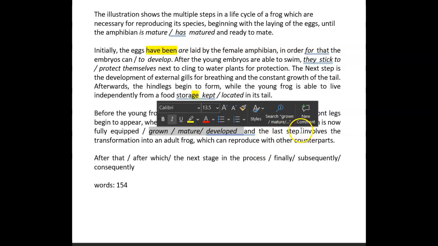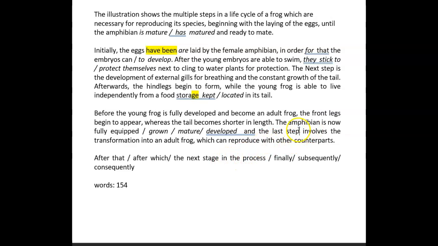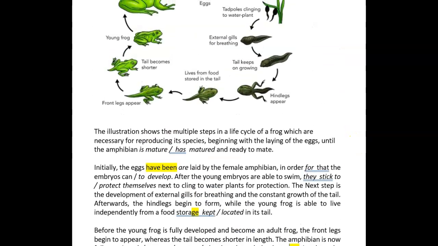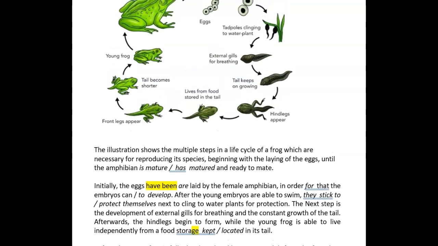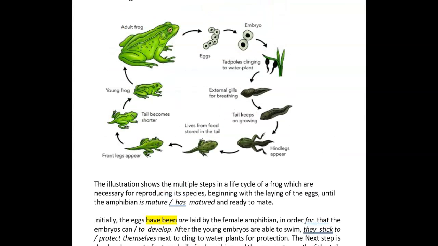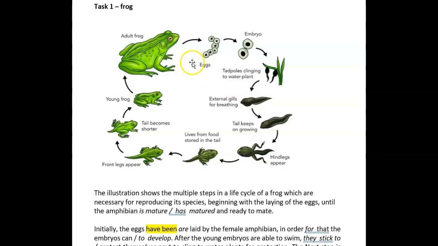And the last step in the process, or here I would use stage in the process actually, so you're not repeating, involves the transformation to an adult frog which can reproduce with other counterparts. Good, excellent. Very nicely done, well done. I've added in a few more words there, obviously, but otherwise you've got the idea. Sometimes they are much more complex than that. The thing is with these ones, find somewhere to start. You could start anywhere. It's either whether you start here or here, but find somewhere to start, then just go around in your circle, basically. But well done. That's a good answer.